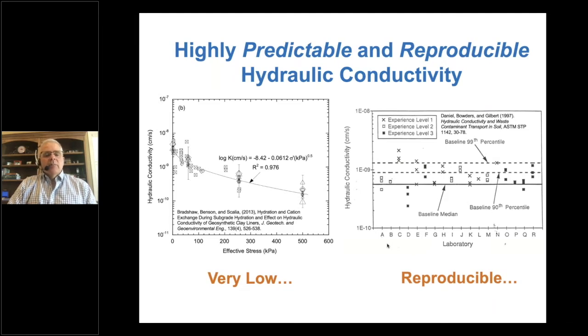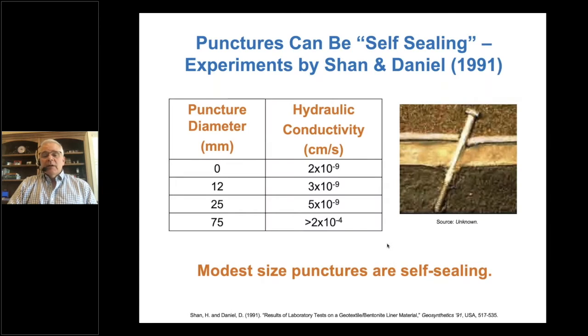You don't get that with compacted clay. That's really quite a bit different. With GCLs, the products are highly reproducible, highly reliable, and the hydraulic conductivities are very low under the right circumstances. The other aspect that is a real advantage relative to compacted clay liners is that they tend to be self-sealing.